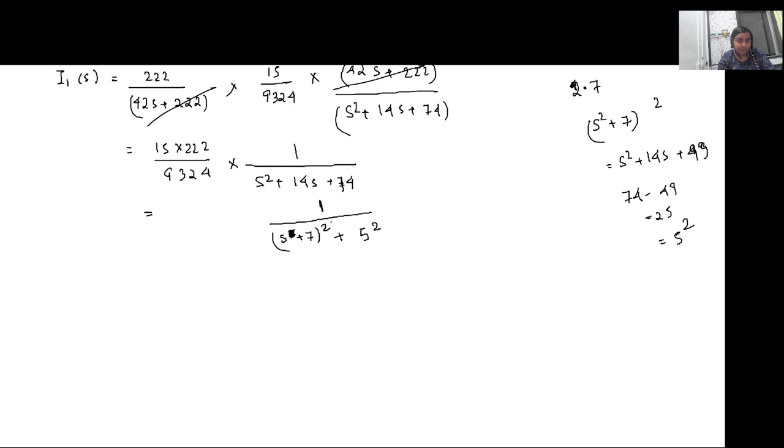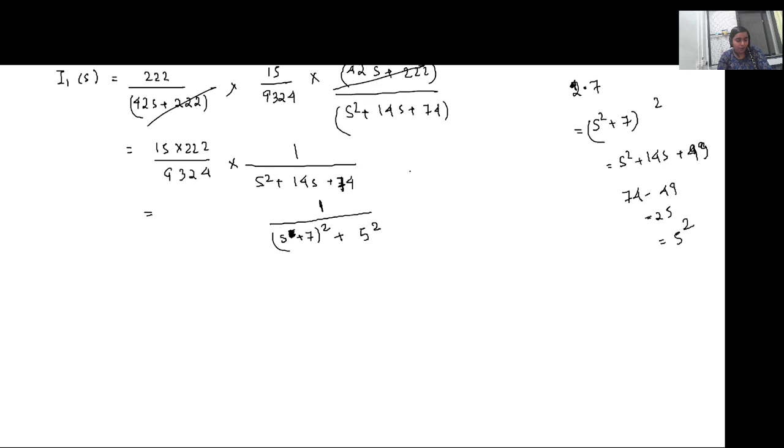Yes. Ma'am, is there any method to know this? How did you find that it will be s plus 7 square plus 5 square? Do you have any shortcut method to find these kinds of equations, ma'am? I think it will be a term, so you have a different way. You are solving in a different way.